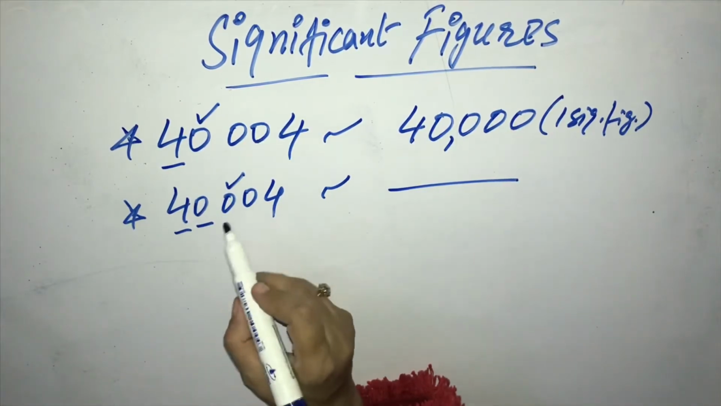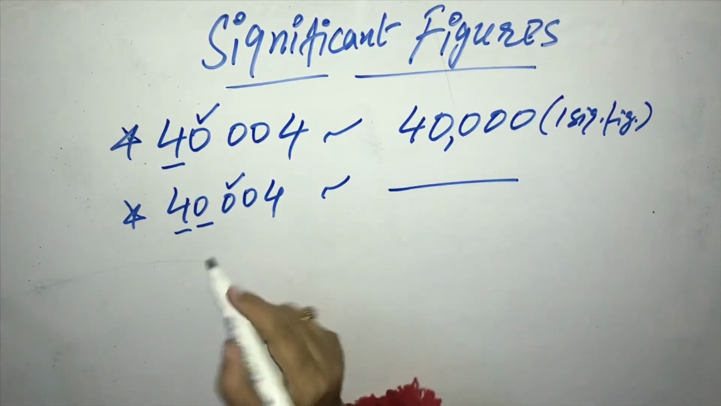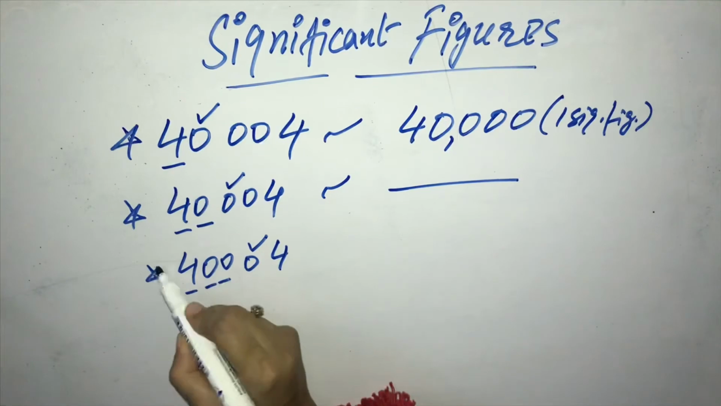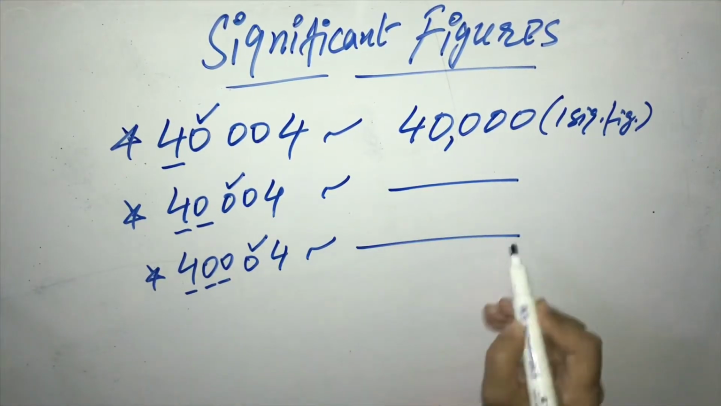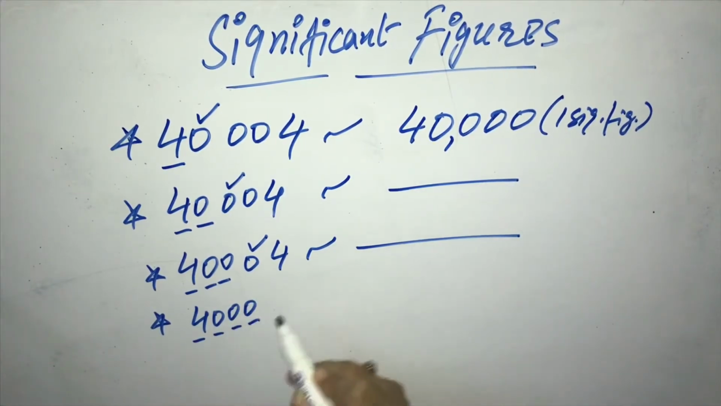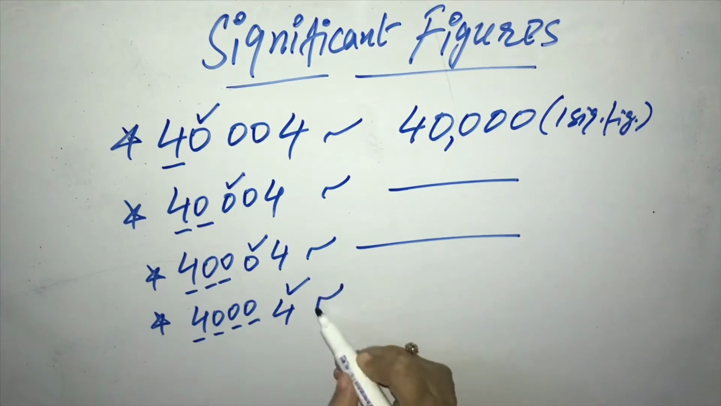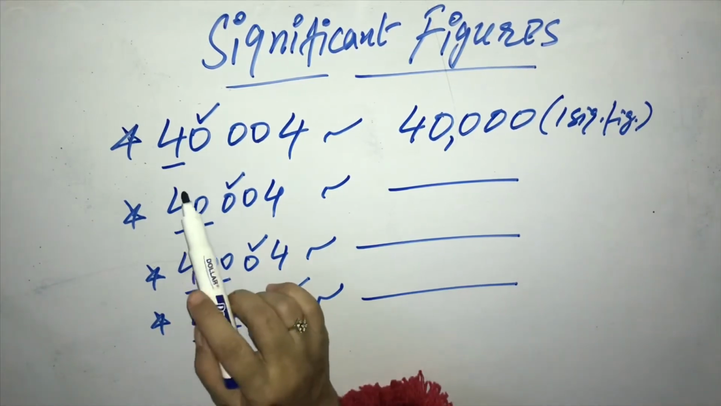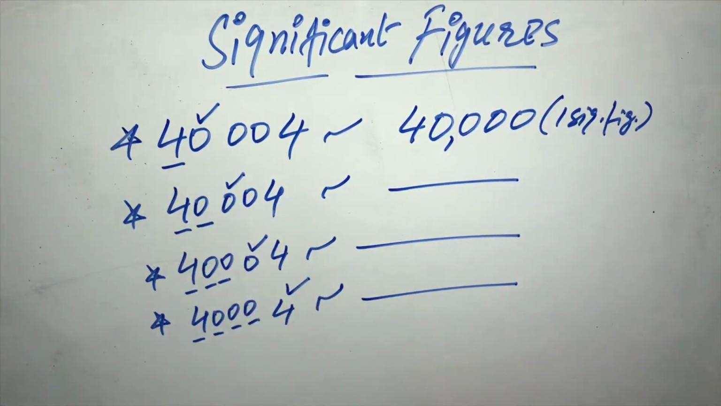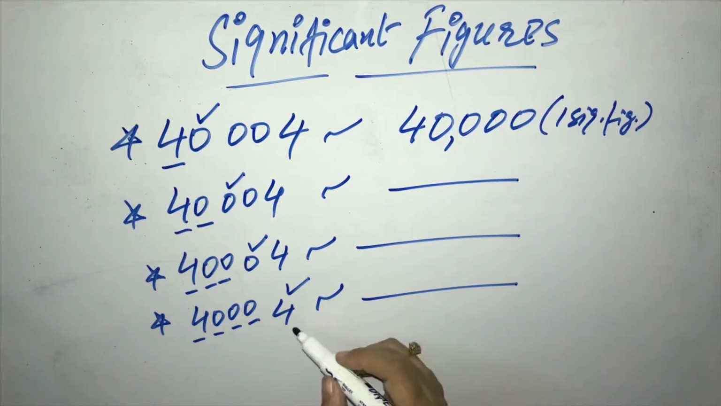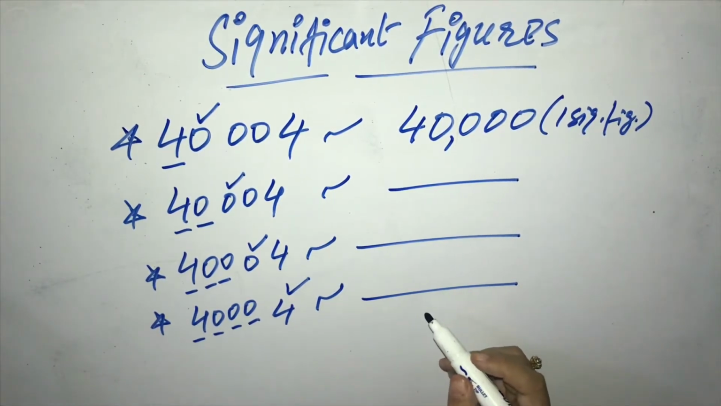If I give this number correct to 3 significant figures, then I will have these 3 selected. Check this one. My answer will remain the same. If I take this number correct to 4 significant figures, 1, 2, 3, 4, I shall check this 4, as it is less than 5, so my answer will remain the same. So for 40,004, whether I convert it correct to 1, 2, 3 or 4 significant figures, my answer remains 40,000.